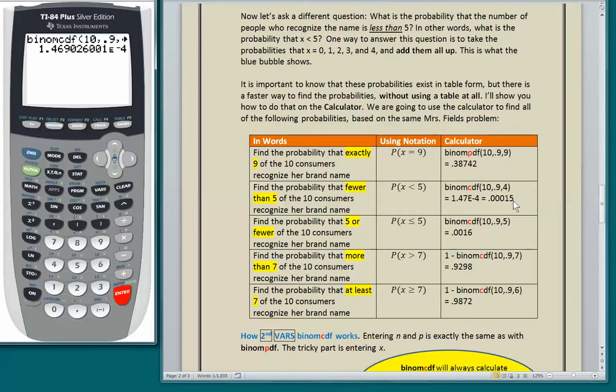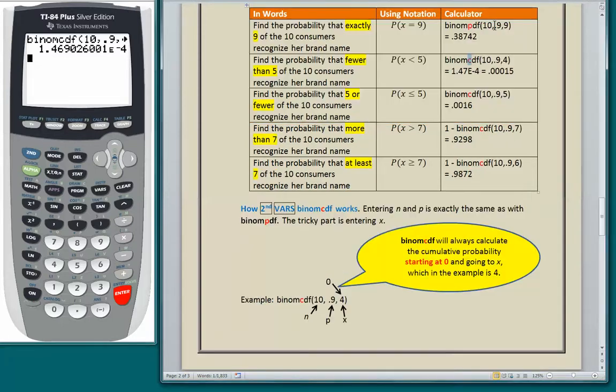I'm going to stop for a minute, and I want to make sure you understand why we put a 4 here. And that involves understanding how binom CDF works. When you're using binom CDF, entering n and p is exactly the same as with binom PDF. But the tricky part is entering x. So here's an example for the problem we just did.